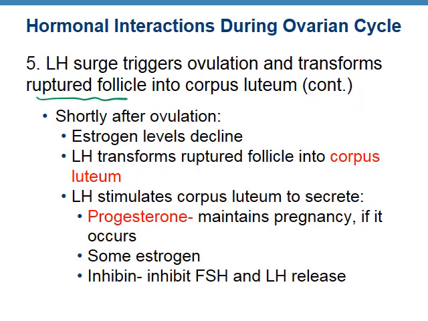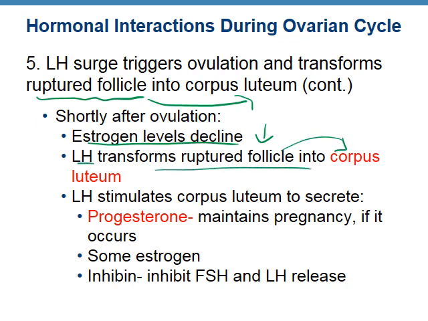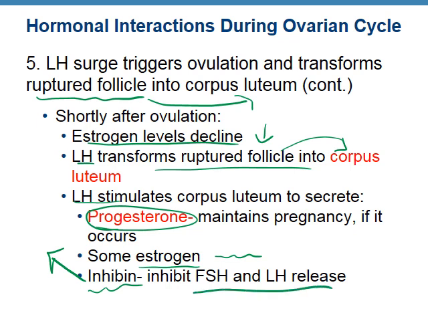What happens to the ruptured follicle? The cells that remain, they turn into the corpus luteum. So estrogen levels are going to decline. The LH helps transform the ruptured follicle into the corpus luteum, and the corpus luteum is going to secrete progesterone. There is some estrogen. Again, it's secreting both, but primarily progesterone. We also have something called inhibin again. So not just from the granulosa cells. These are the granulosa cells that eventually turned into the corpus luteum. So they also have the ability to secrete inhibin, and this is going to inhibit FSH and LH release.